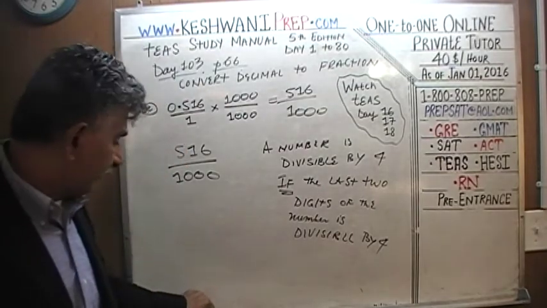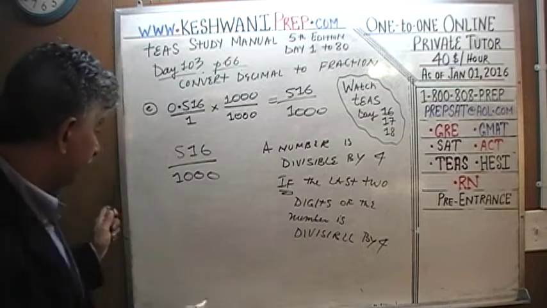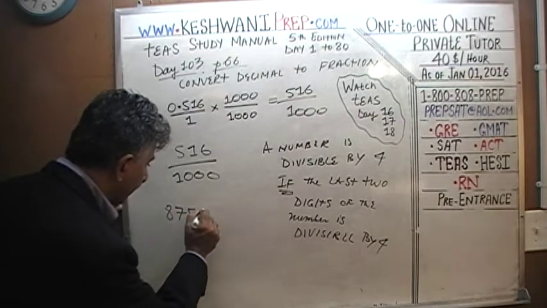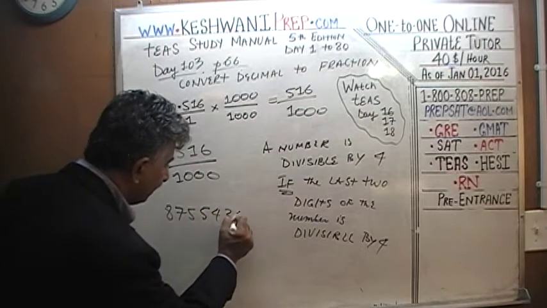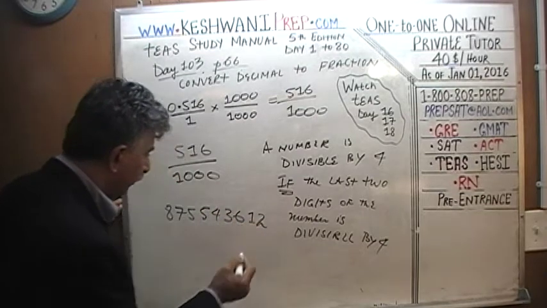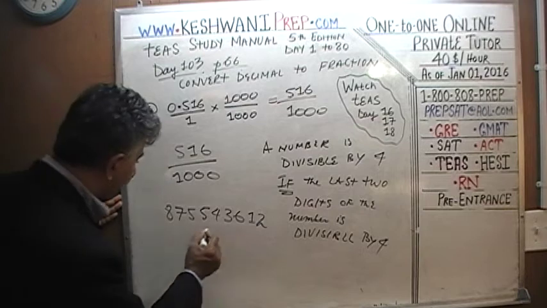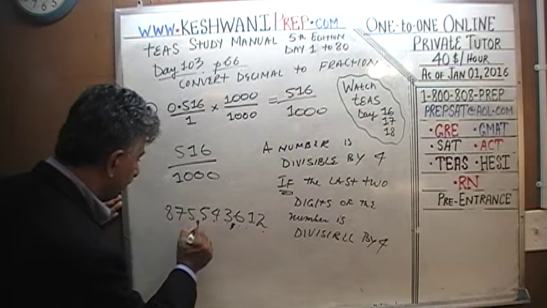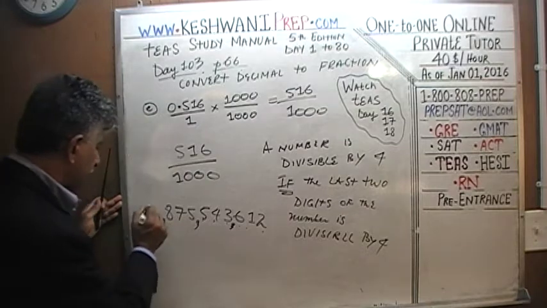So if somebody asks us, for example, I'm just going to make up numbers here. There. I don't know what that is. We'll find out in a second. So we have 1, 2, 3. We have 1, 2, 3. There we go.